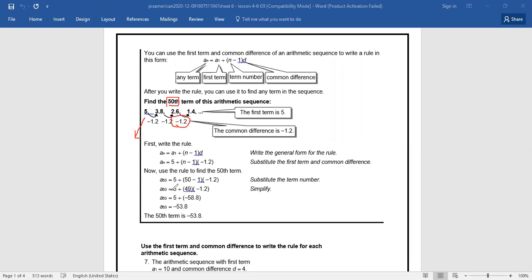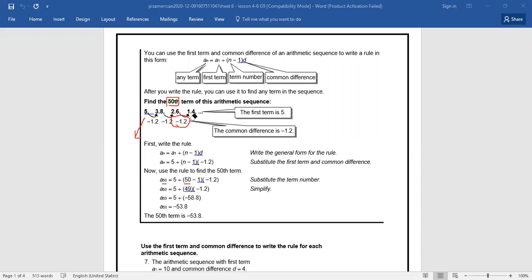Then a50 equals 5 plus open parentheses 50. As I told you, here it was a50, so inside the parentheses it should be 50. So it will be 50 minus 1 times negative 1.2. You will just simplify: 50 minus 1 is equal to 49. Don't forget the order of operations. You have to multiply first, and then add. So the answer by the end will be negative 53.8. So the 50th term is negative 53.8.